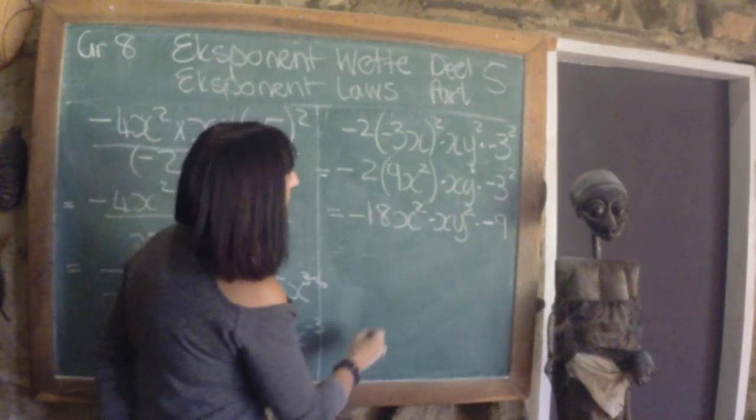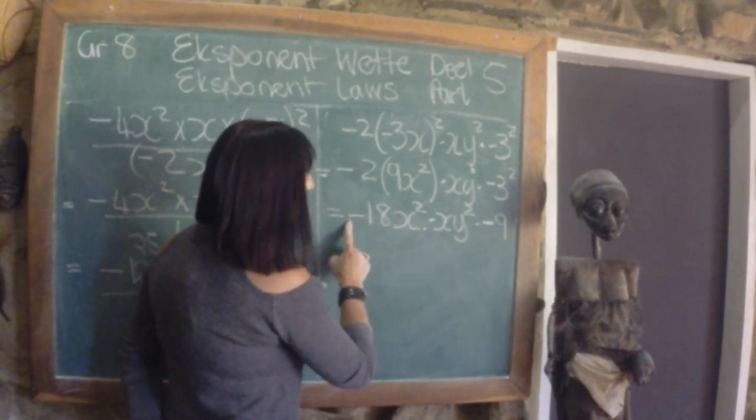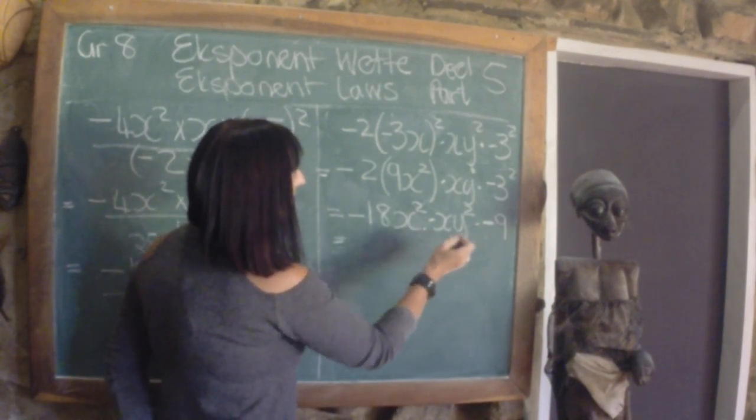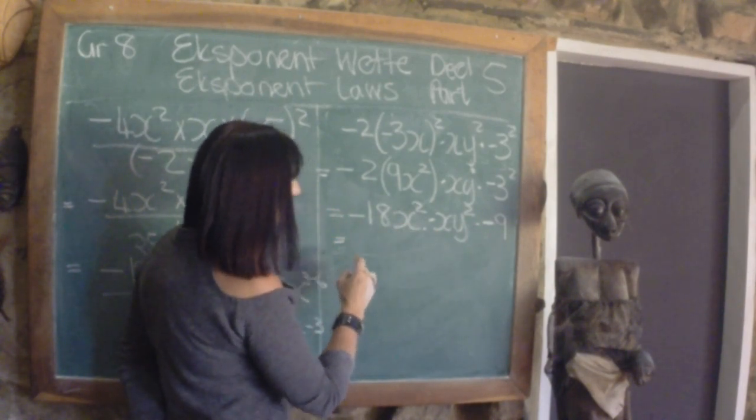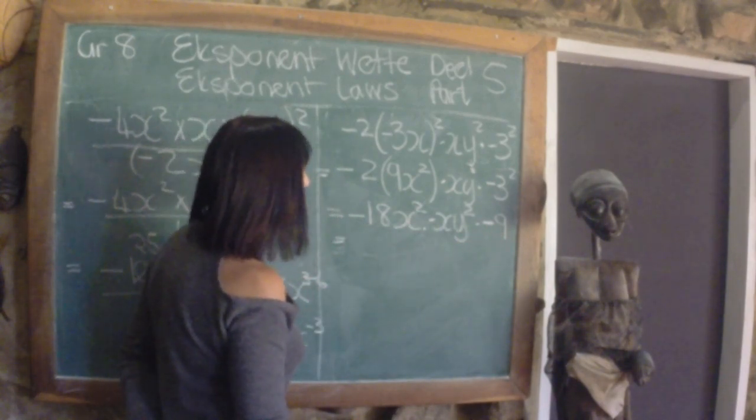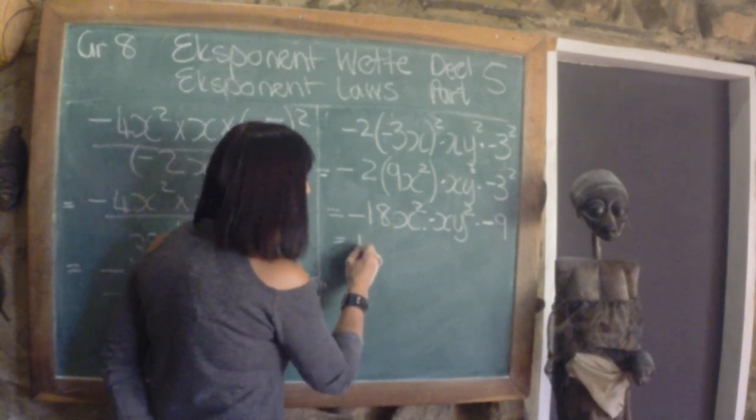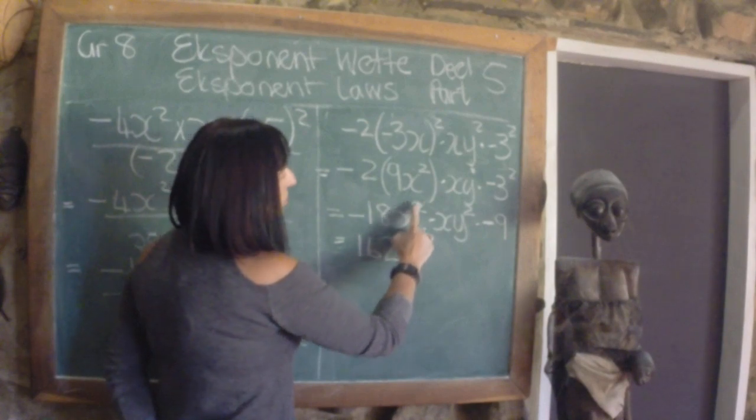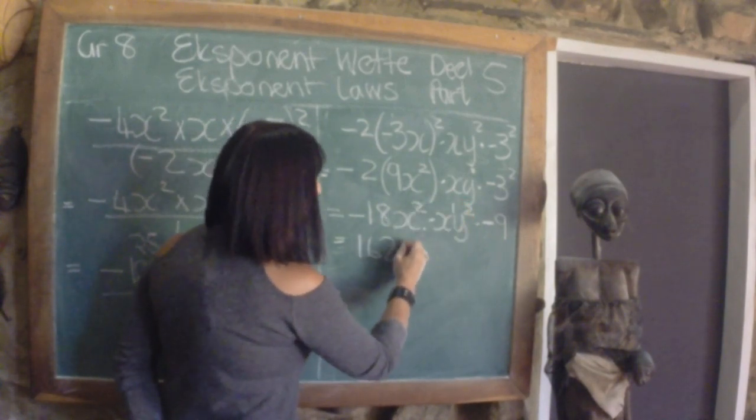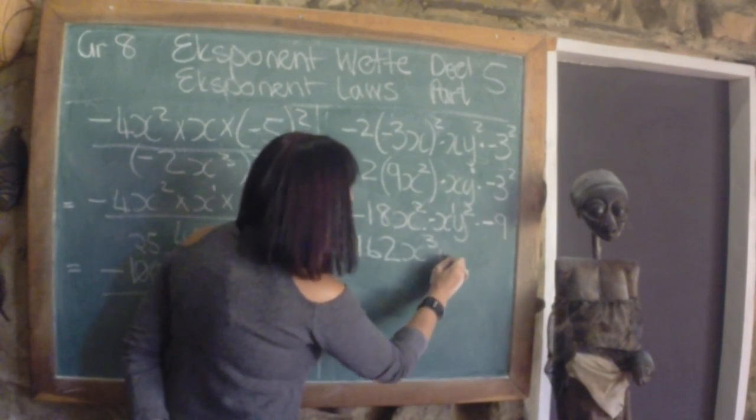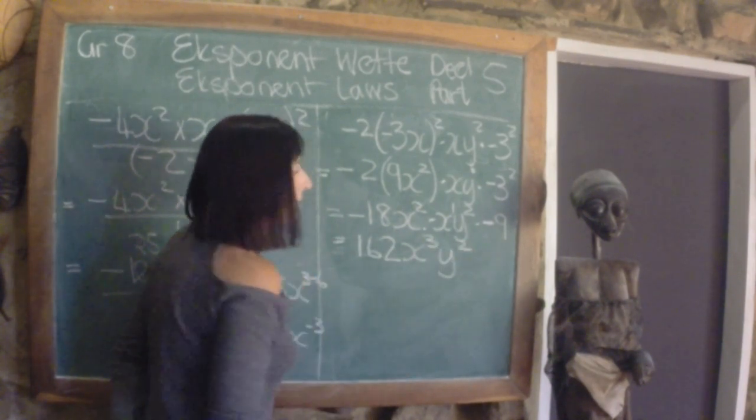Now I can multiply from left to right. Minus times a minus gives a plus. 18 times 9. 10 times 9 gives me 90. 8 times 9 gives me 72. So it will be 162 if I add it up. X squared and 1x give you 3 x's. And there's only 2 y's. And that's my final answer.